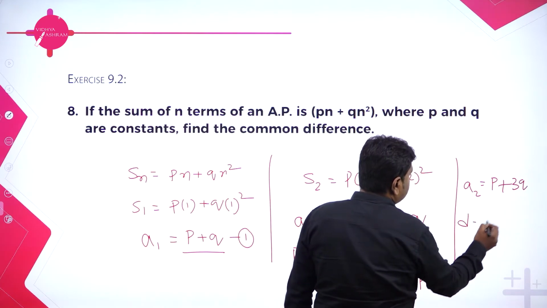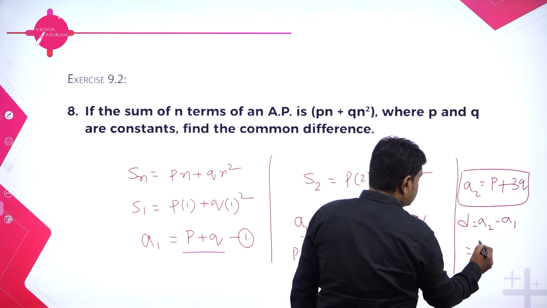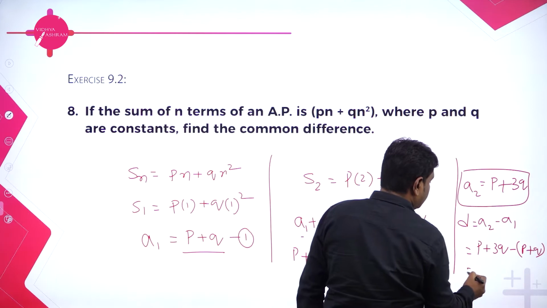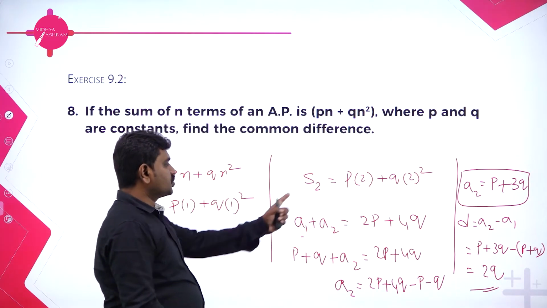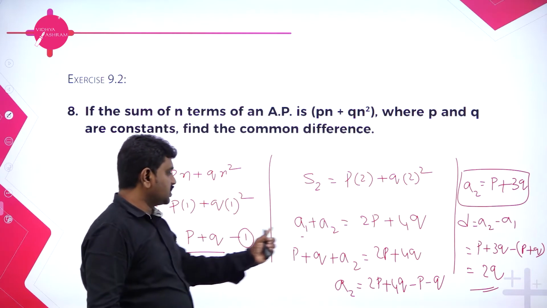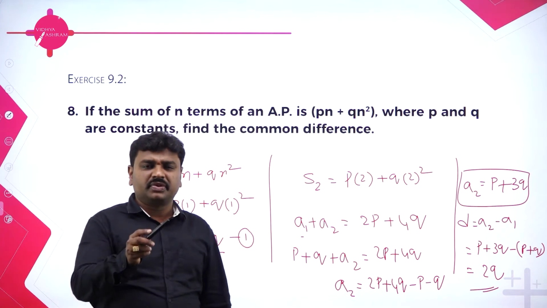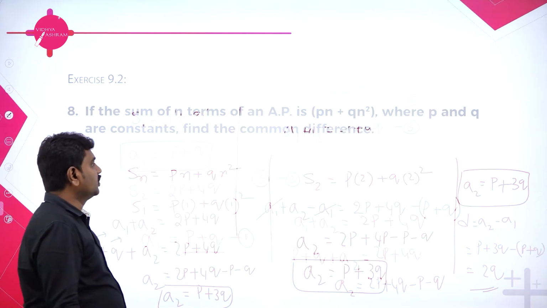Now the common difference. So you got the A2 value also. Common difference is A2 minus A1. That is P plus 3Q minus P plus Q. When you subtract, P cancels, it will be 2Q. So here what I have done: S2 is A1 plus A2, A1 means S1. Substitute it and rearrange, you will get A2. Common difference is what? The difference between two consecutive terms. That is A2 minus A1. Any method is fine.